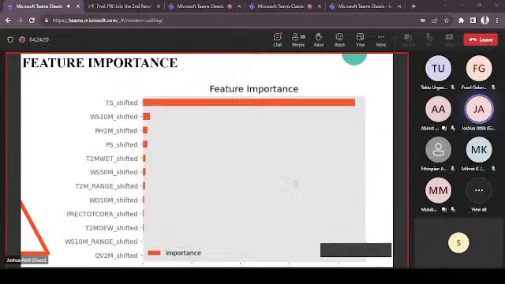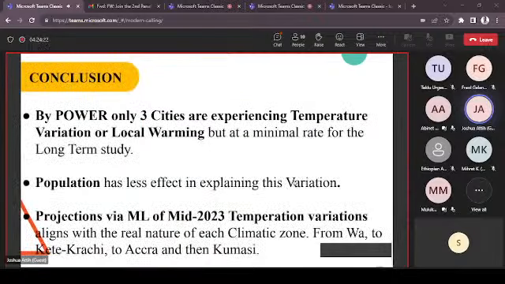So I think the conclusion you can make from this work is that by POWER data, only three cities are experiencing temperature variations or local warming, but at a minimum rate for the long-term study, and then population has less effect in explaining this variation. From the projection of the machine learning view of mid-2023 temperature variations, it aligns close to the real nature of each climatic zone in Ghana.